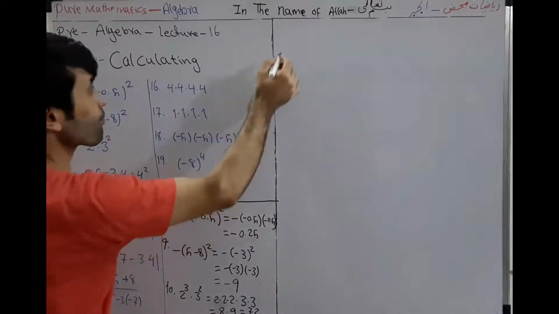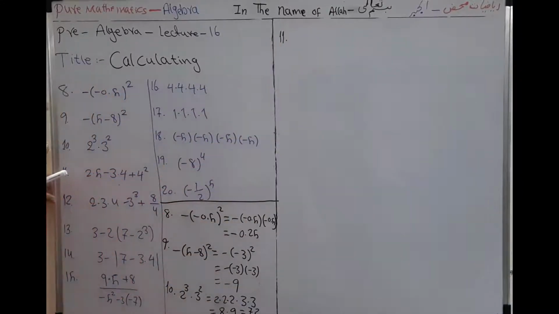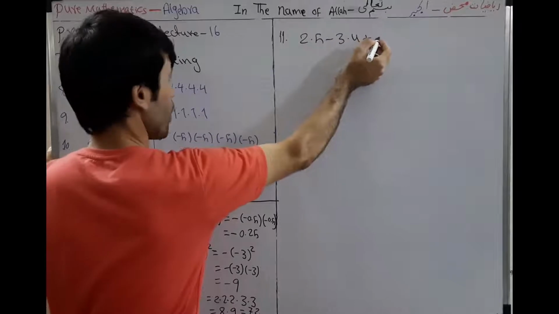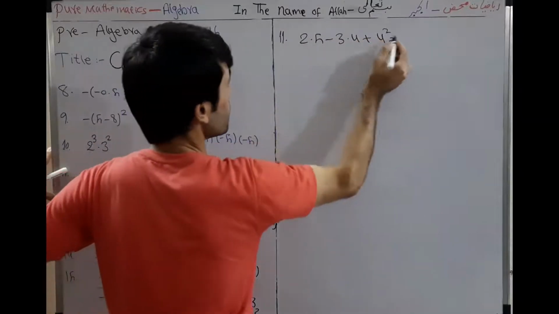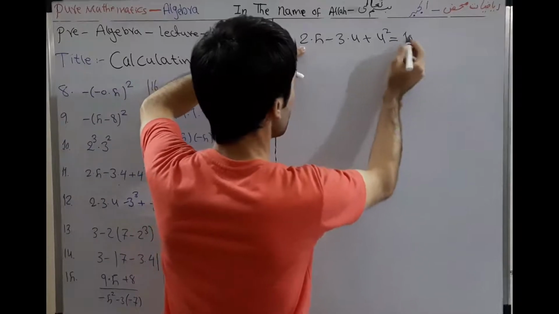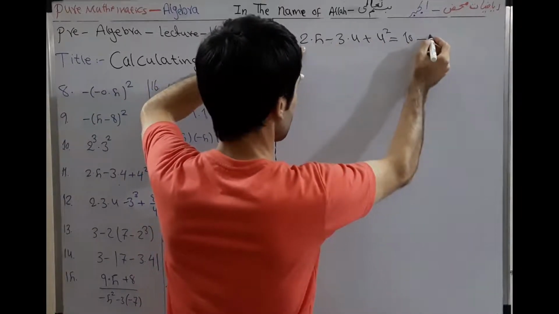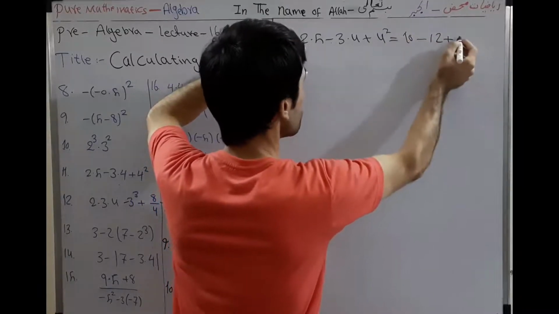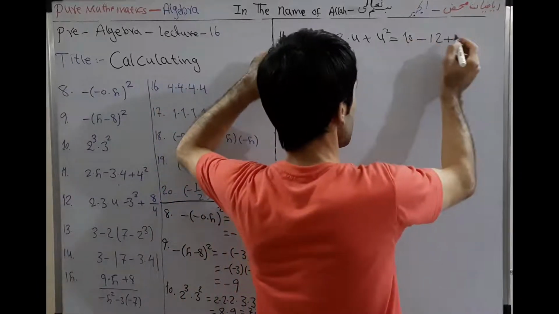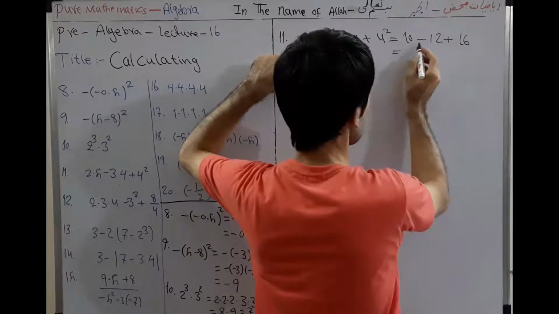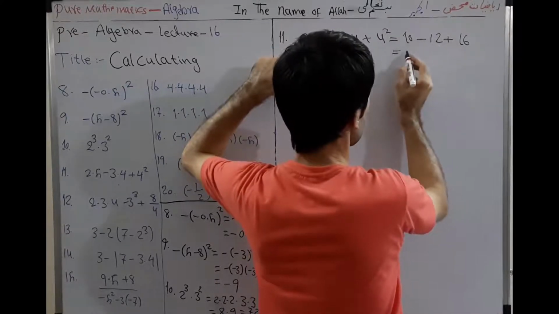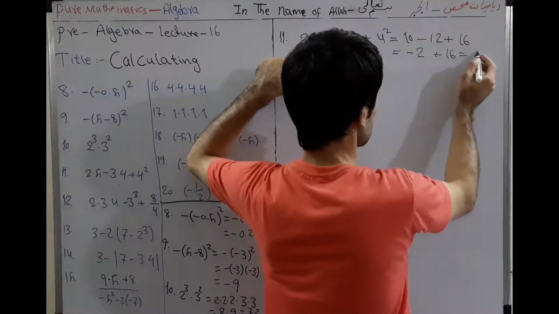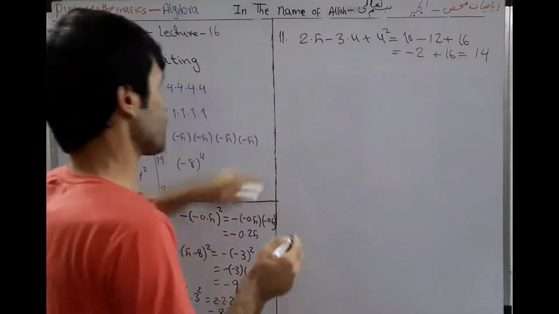Number 11: 2 multiplied by 5 minus 3 into 4 plus 4 square is equal to 2 multiplied by 5, 10, minus 3 multiplied by 4, 12, plus 4 square. Actually, 4 square is equal to 16. It is equal to 10 minus 12 minus 2 plus 16. 16 minus 2 is equal to 14. It is the answer.